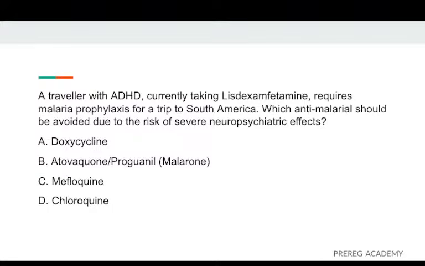Which anti-malarial should be avoided due to the risk of neuropsychiatric effects? Yes, mefloquine. That's the right answer. Mefloquine should be avoided if possible, due to the risk of neuropsychiatric effects. And another thing you should remember with mefloquine is its risk of seizures. It can increase a patient's risk of seizures. That's worth remembering as well.